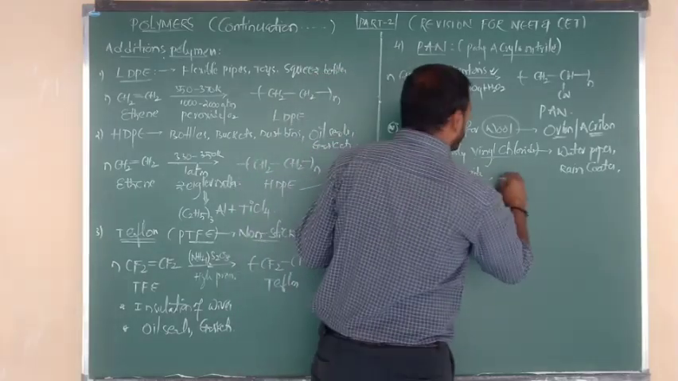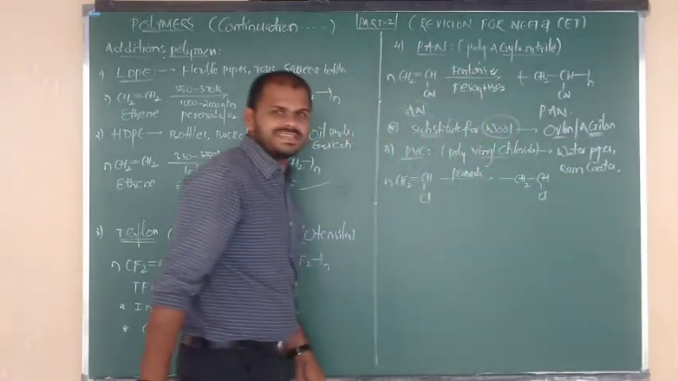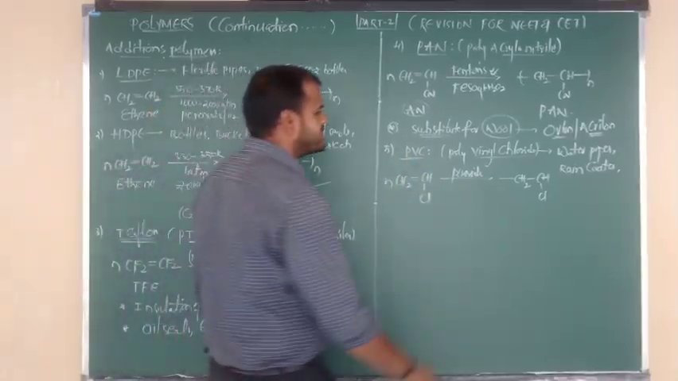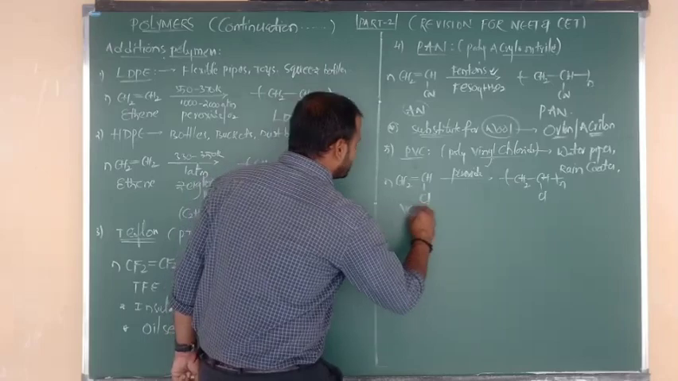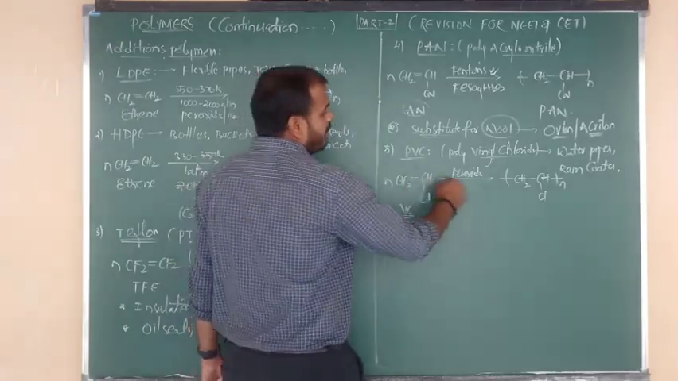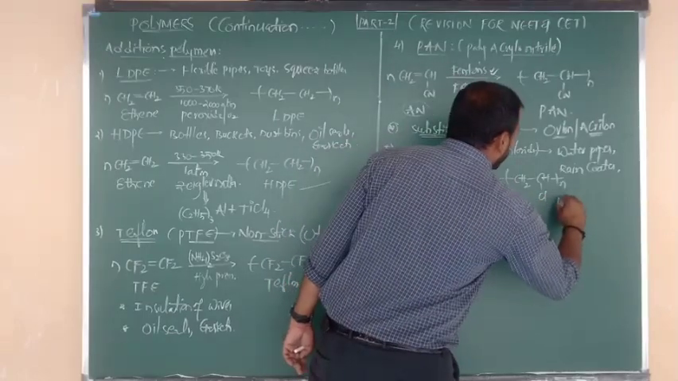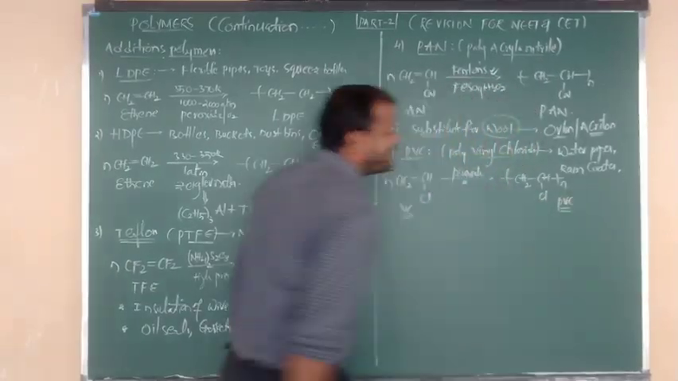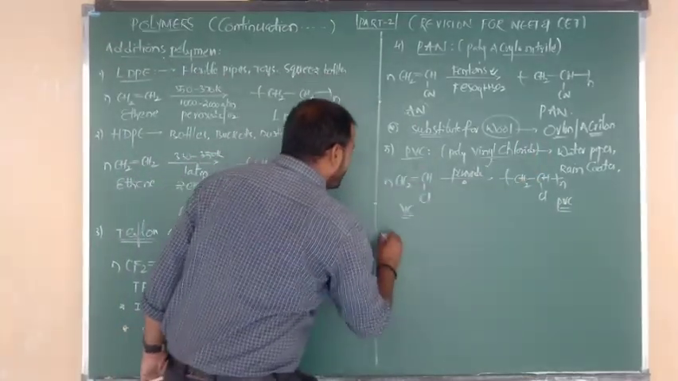Yes, you are going to get the product: bond CH2, bond CH, with Cl below the plane. The double bond changes into a single bond. Okay, this is taken in n. So the monomer is vinyl chloride. Upon addition polymerization in presence of peroxide, it changes into the product. What is the product? PVC, polyvinyl chloride. Yes, I have already told you.